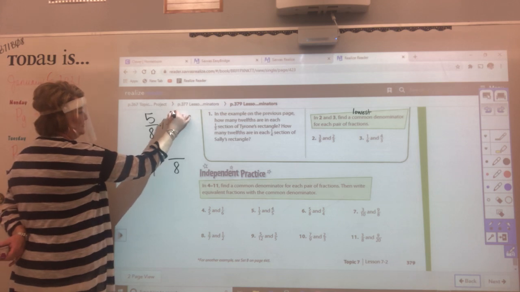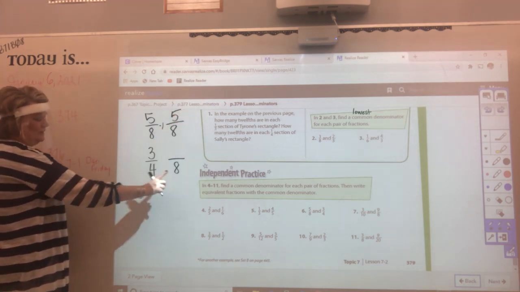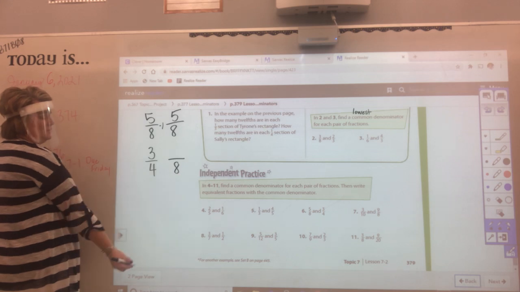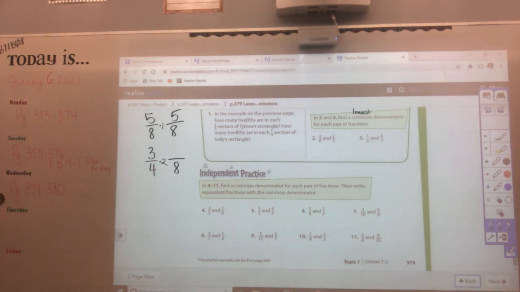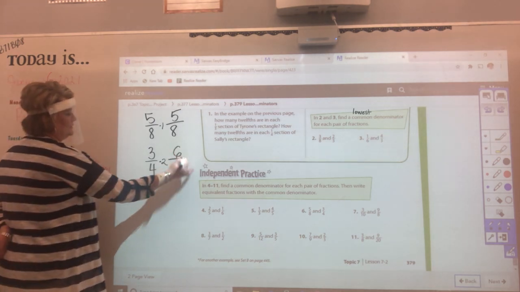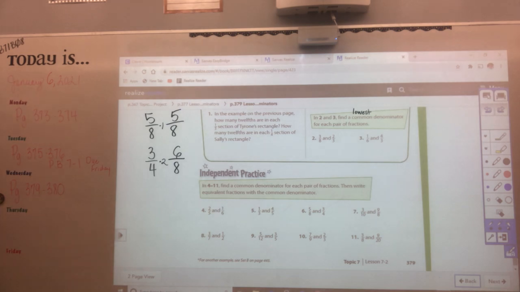5. Easy peasy. Now on the bottom, Caden, how do we go from 4 to 8? 4 times what gives me 8? Times 2. So if we multiply the bottom times 2, Jake Lee, we gotta multiply the top times 2. So what's 3 times 2? 6. There's your answer. 5 eighths and 6 eighths.